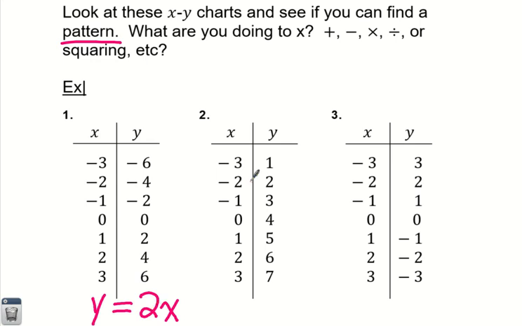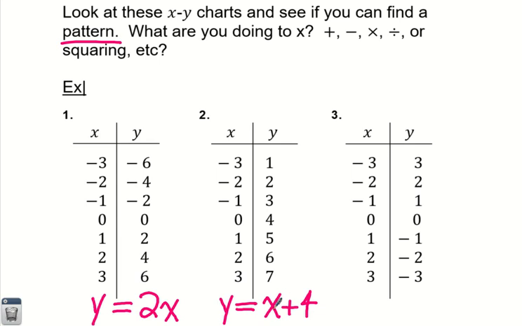How about over here? Pause the video and think about it if you want to, or I think you should. What are we doing to the x values to change them into the corresponding y value? Well, it looks like, especially when you look down here, it gets even easier. It looks like we're always taking the x and adding 4. And if you do x plus 4, it'll equal the y. And that holds true for all of these pairs. And so this is the equation.